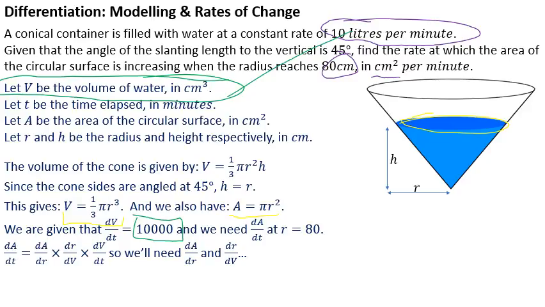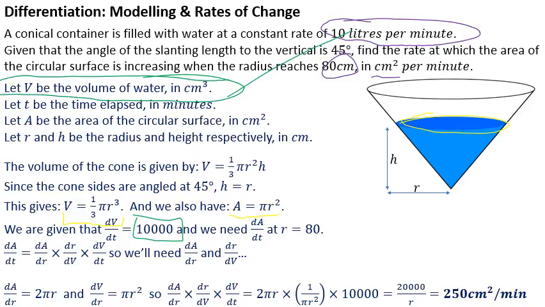So if we can get dA by dr and dV by dr, we can flip one of those over, multiply them together and cancel out the radius, get a direct connection between the rates of change of the area of that surface and the volume of the water. Then we just combine it with dV by dt, and we have a link between the area itself and time, so we can get dA by dt.